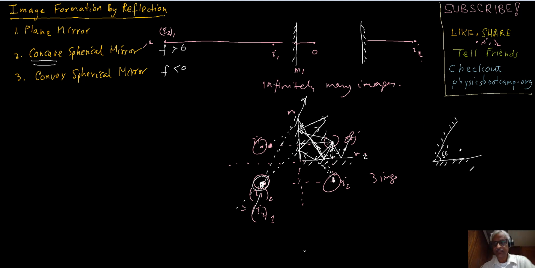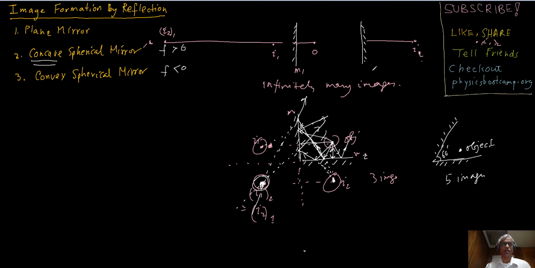Rather than me doing this, I'll say try this, and you will get 5 images here. So this is the object, and you can try them out and find out 5 total images. Okay, so that's a plane mirror and some interesting plane mirror things.